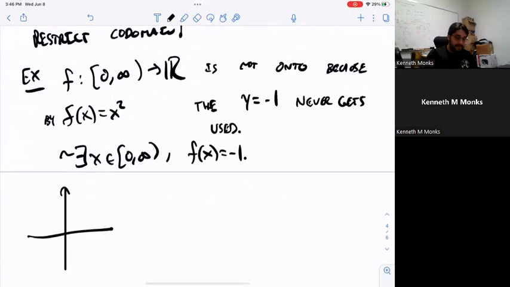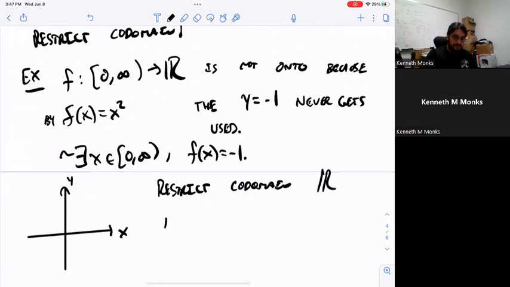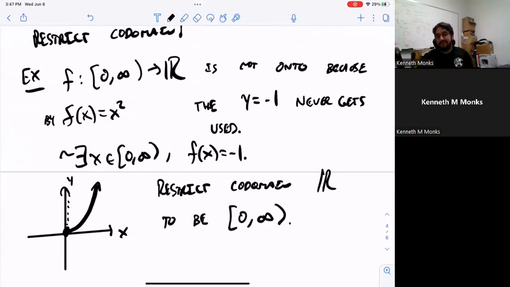the codomain to just equal the range. So restrict the codomain R to instead be, so here's our graph. Well, the range, that's just the set of all y values that actually get used. This is actually the same interval as what we just picked for our domain restriction. It's again just 0 to infinity. Those are the y coordinates that get used.